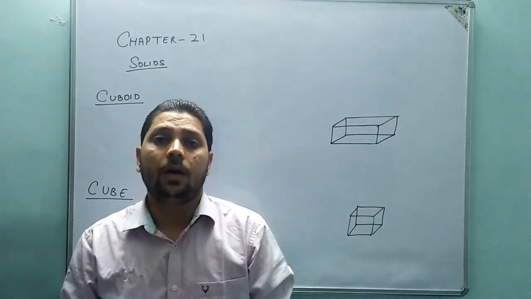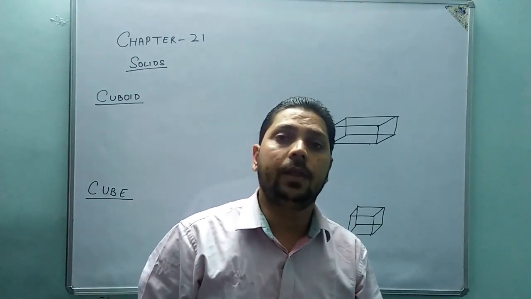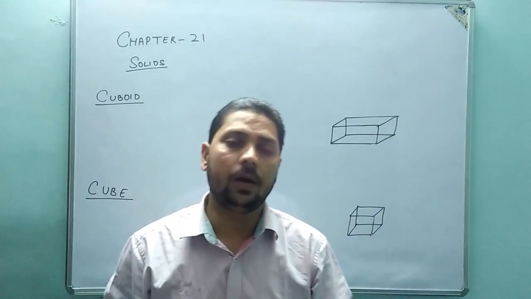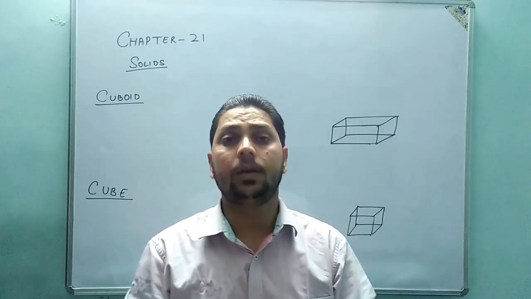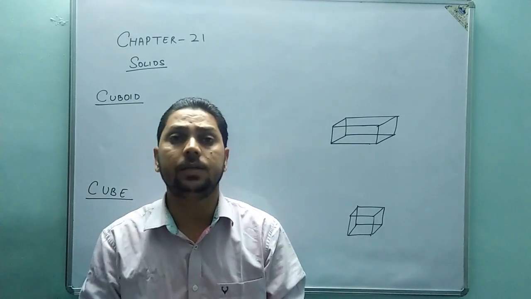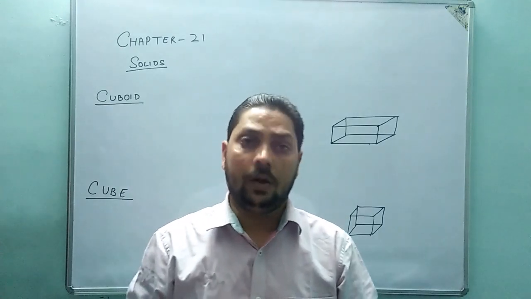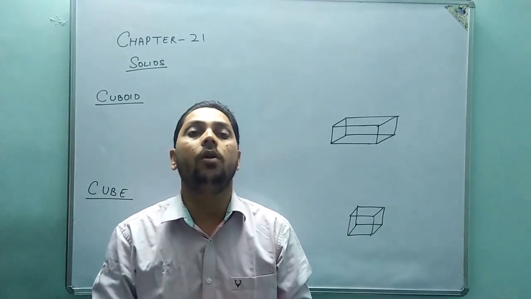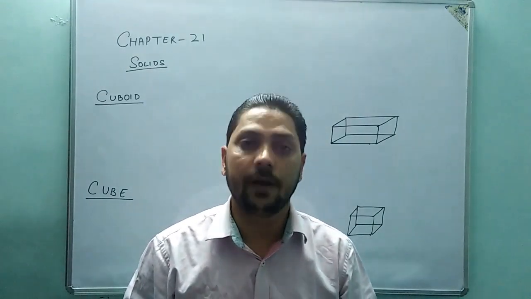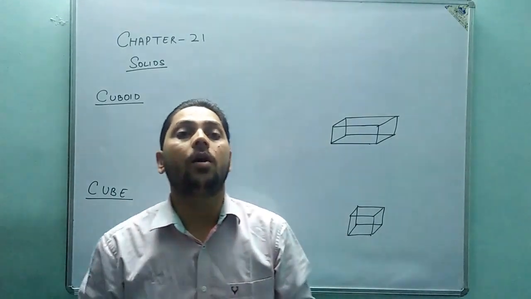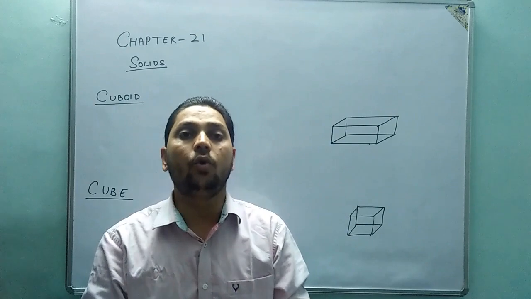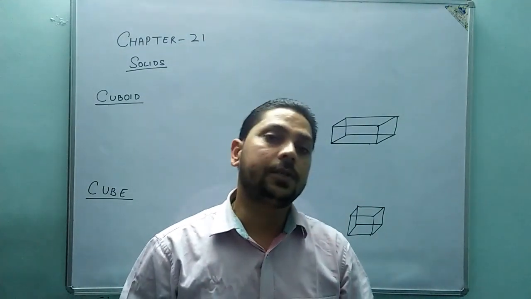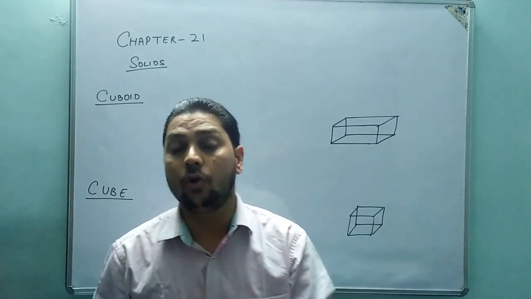Hello students, let us begin again with a new video and with a new chapter, chapter number 21, Solids. This chapter deals with the surface area as well as the volume of three-dimensional figures. Especially we will talk about cube and cuboid. So beginning with your very first term, cuboid and cube.